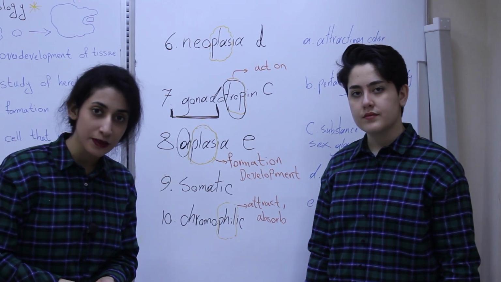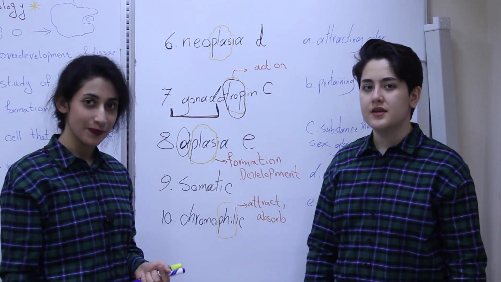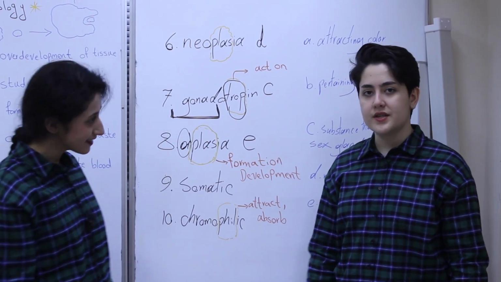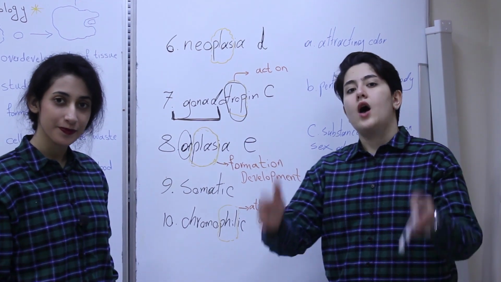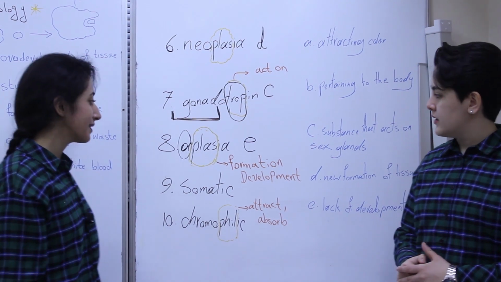And hypoplasia. Hypo means decrease. Decrease in the number of the cells. And it is also abnormal. Yes. Hypo means opposite of hyper. Inadequate number of cells.